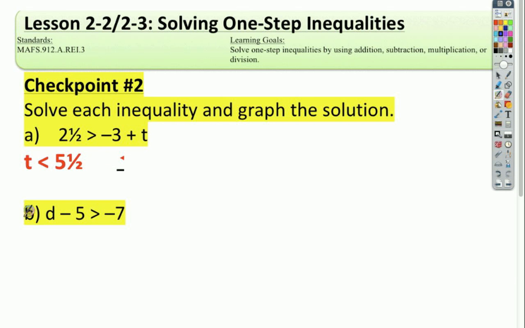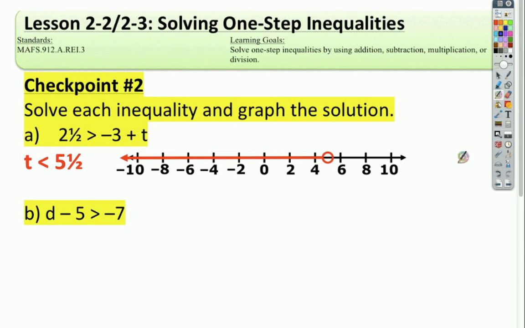But if you get the variable on the right side, you want to flip the whole thing around so it's on the left. And here is what the graph looks like. It is an open circle on 5.5 and shaded all the way to the left.